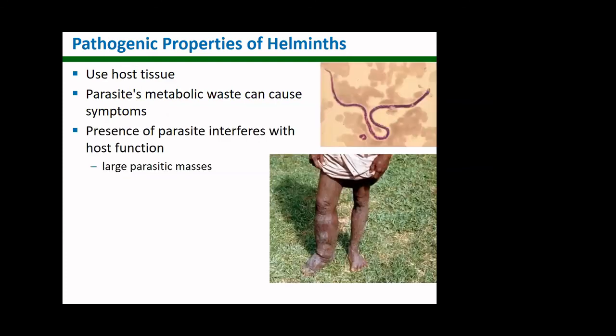All right, helminths are hard to get rid of, right, because they are eukaryotes. They use host tissue and host nutrients. Their waste can cause symptoms, and a lot of times just their presence, the mass of the worms, can cause symptoms as well.